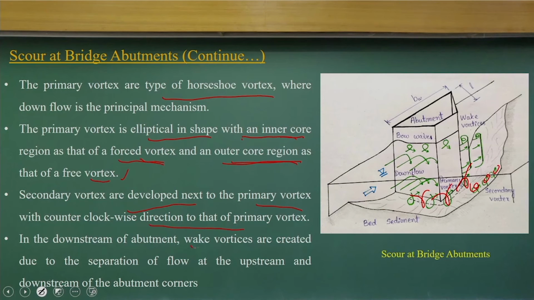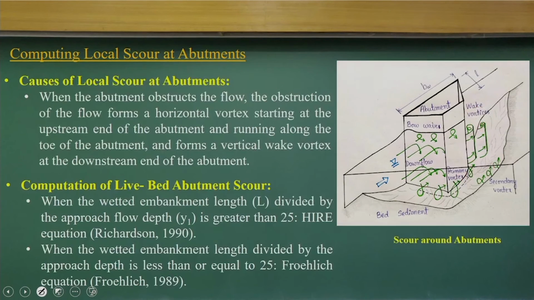At the downstream of the abutment, the wake vortices create flow separations at the upstream and the downstream, so you can have wake vortex formation. This is a three-dimensional, very complex flow structure that happens near the abutment. Looking at that, we can compute the scour mechanism as live-bed scour.